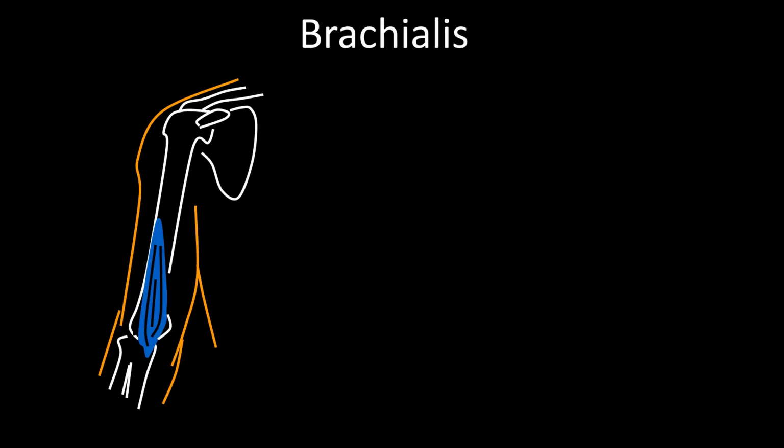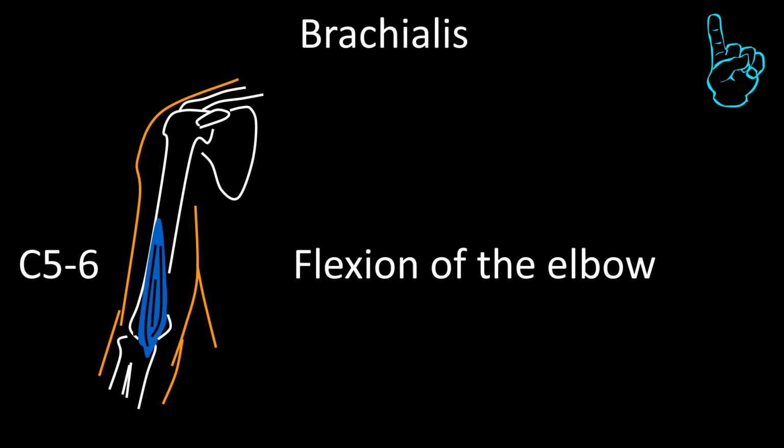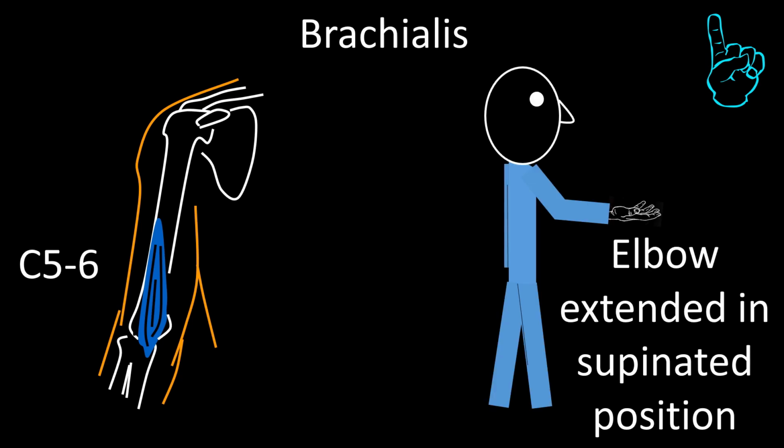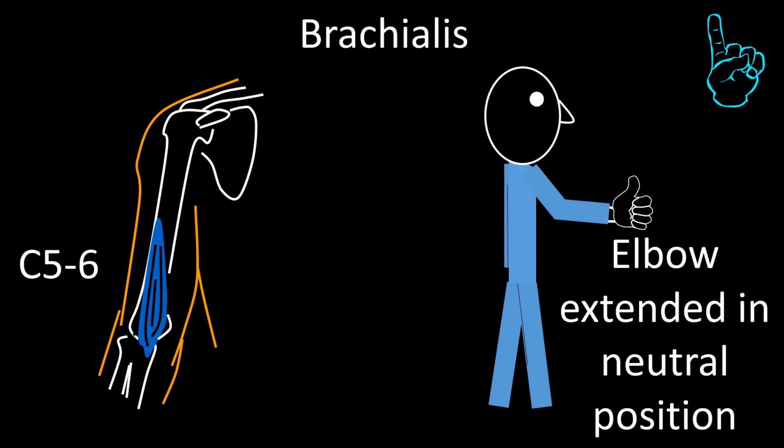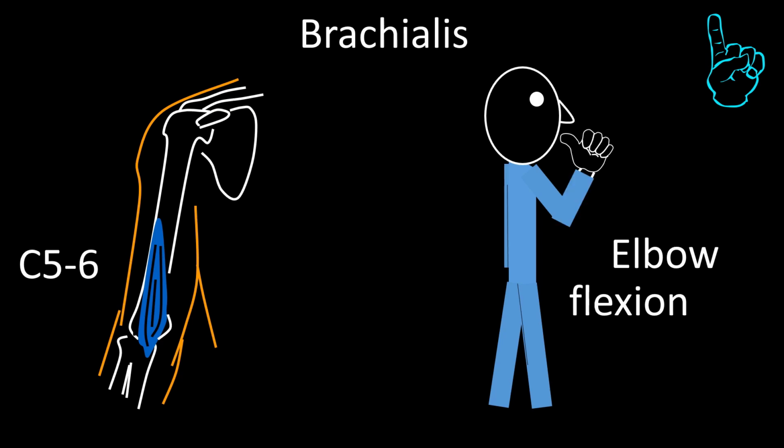The brachialis receives innervation from C5 and C6, and it has one action, elbow flexion, without any regard to the position of the arm. When the arm is supinated, elbow flexion. When the arm is in neutral position, elbow flexion.